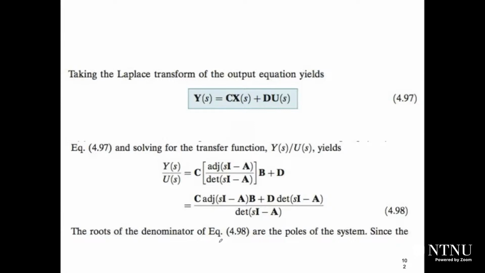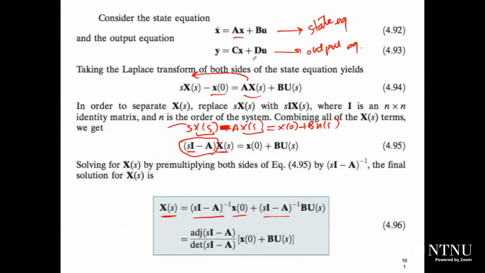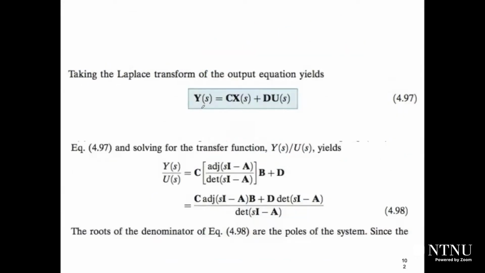After getting X(s), we need to get Y(s). So we will take the Laplace transform of the output equation. The output equation was y equals Cx plus Du. Taking the Laplace transform, it will be Y(s) equals CX(s) plus DU(s). Now just substitute X(s) here. X(s) was (sI minus A) inverse multiplied by x0 plus BU(s).